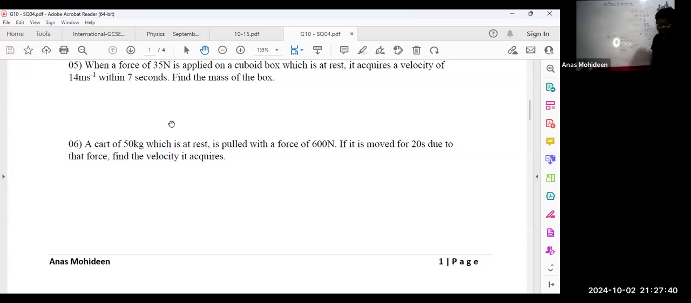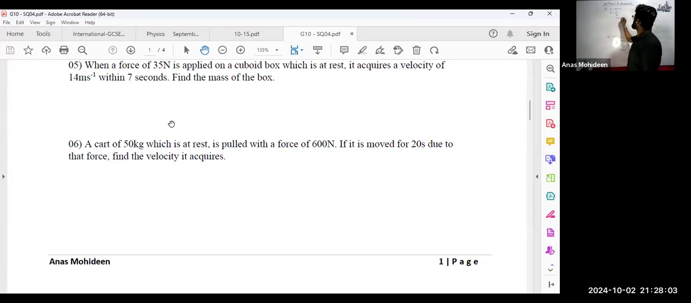So the sixth question. A cart of 50 kg, at rest, is pulled with a force of 600 Newton and moved for 20 seconds due to the force. What is the velocity? So you apply the force equation first. Force equals mass into acceleration. You want to find out the acceleration, so force over a, because force and mass are given.